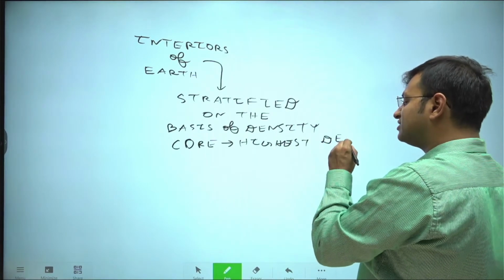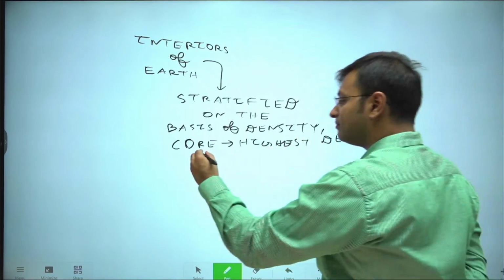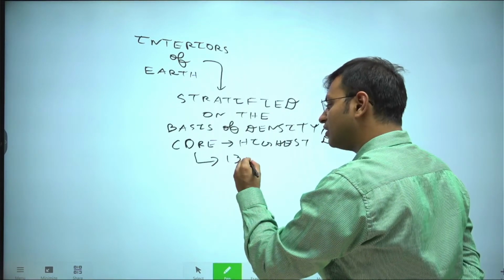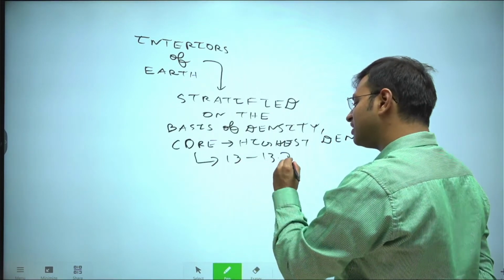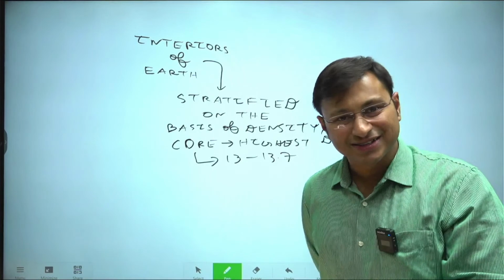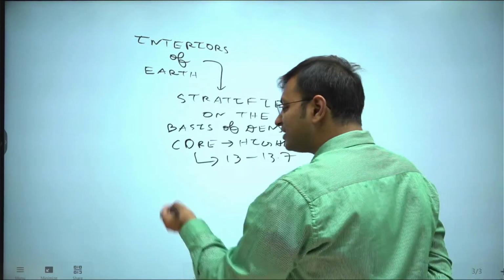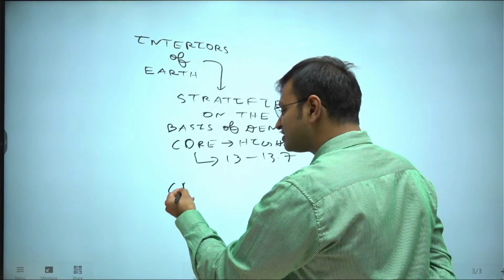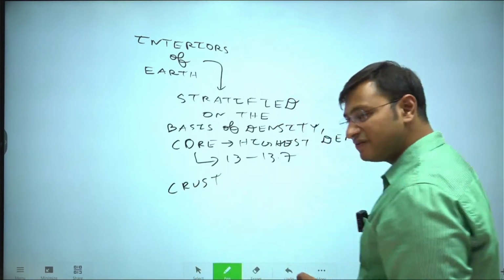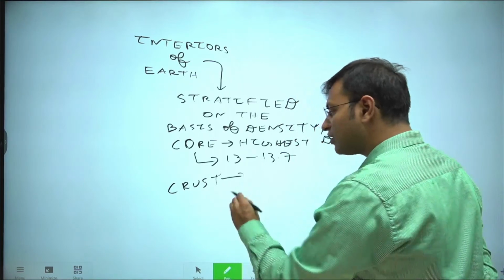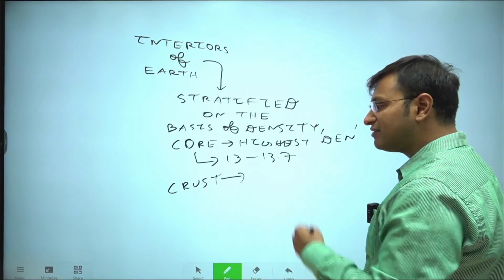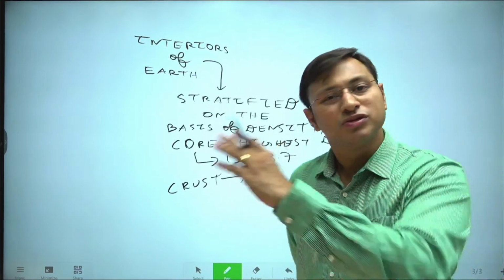The density of the core will be something between 13 to 13.7, and mind you, this is specific density, hence it will not have any unit, whereas the lightest of density will be in the crust. On an average the crust will have density varying between 2 to 3.5.